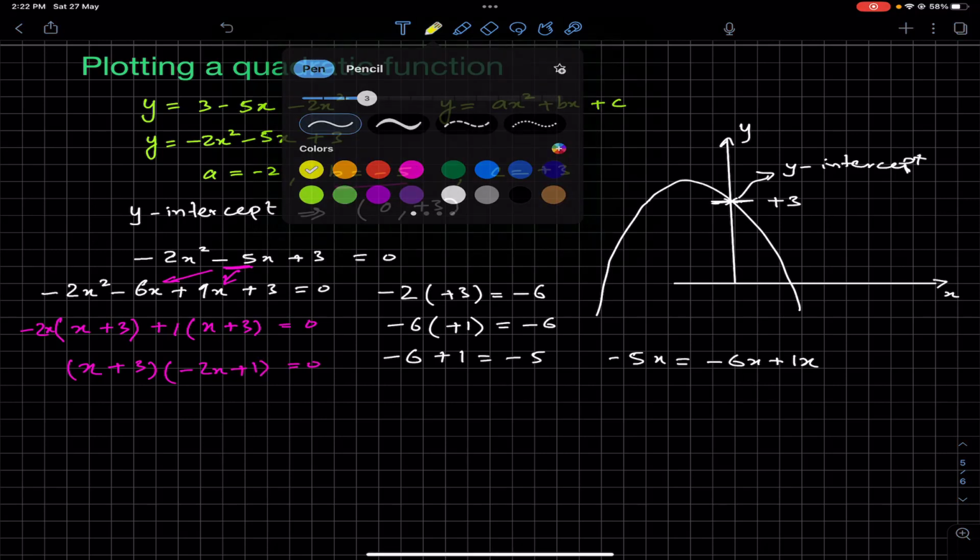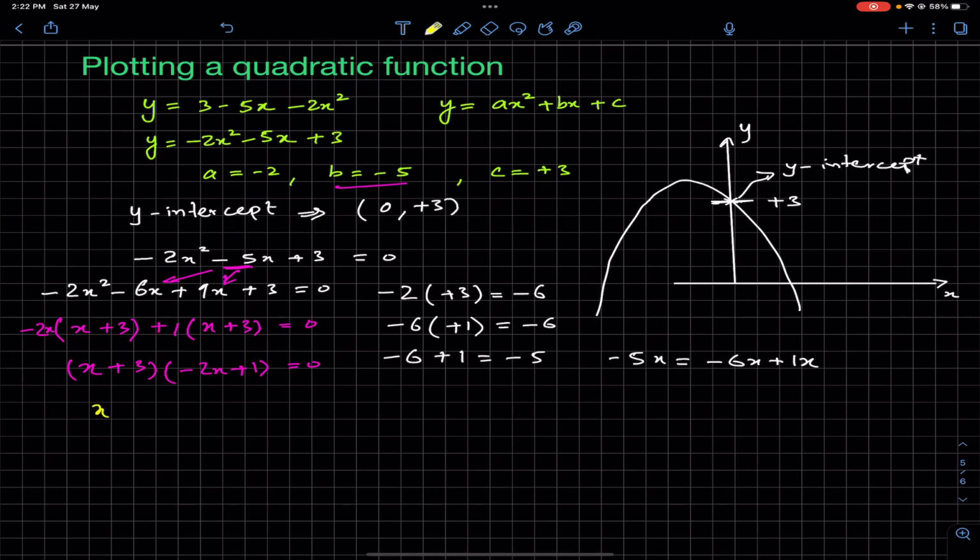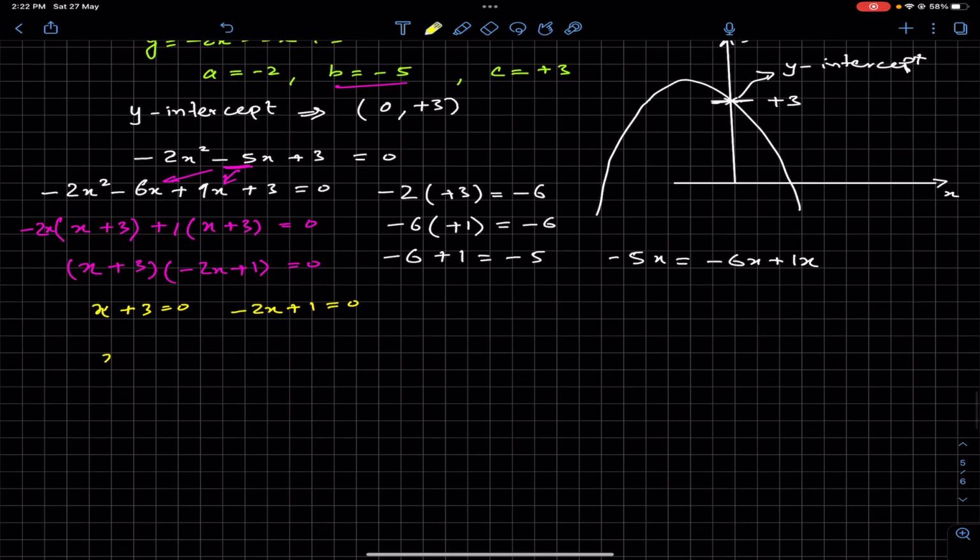And now we can say that x plus 3 is equal to 0 and minus 2x plus 1 is equal to 0. So x is equal to minus 3, and from the other we can say that minus 2x is equal to minus 1, the minus will cancel out, so x is 1 divided by 2, or equal to 0.5. So these are the roots.